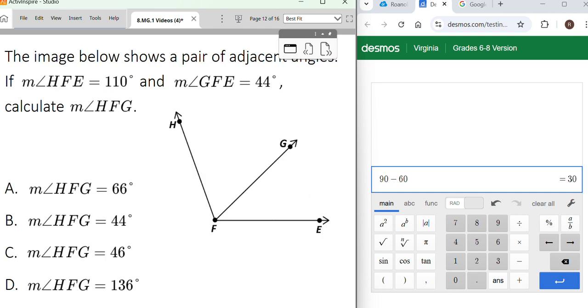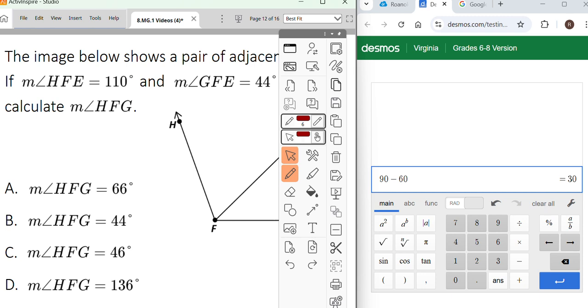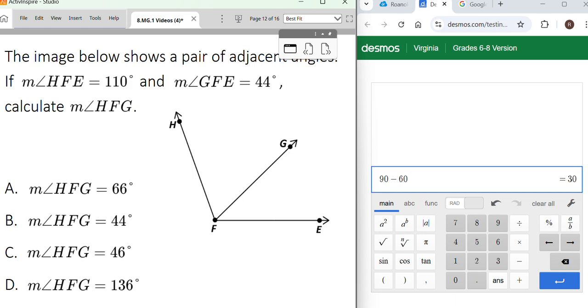The image below shows a pair of adjacent angles. It's telling me that the measure of angle HFE, that's the entire angle, is 110 degrees. The whole thing is 110 degrees.